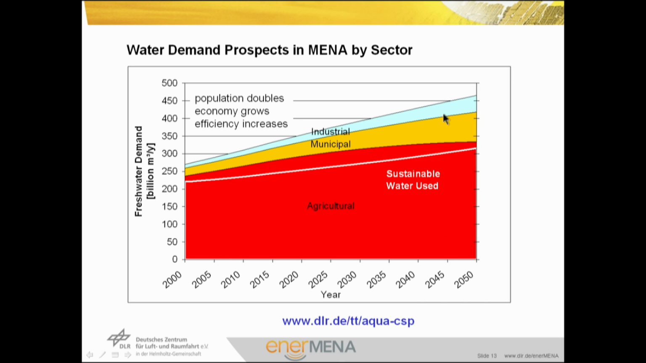If we compare the water demand overall over the region, which is composed of 20 individual countries, which are added here, and compare it to the sustainable water which is available and can be used in the future, we see that here there is already a gap between the demand and the sustainable water available. And this gap, unfortunately, is growing significantly in the future.